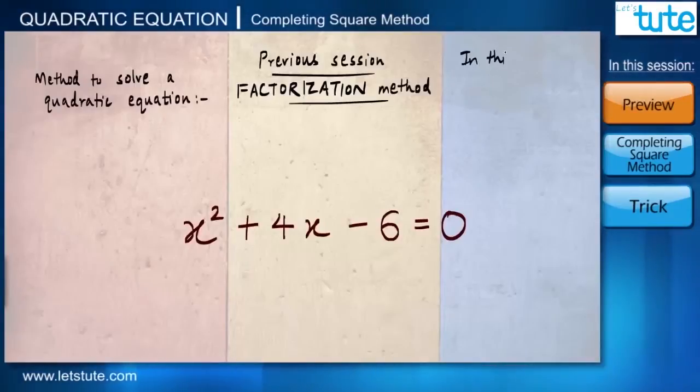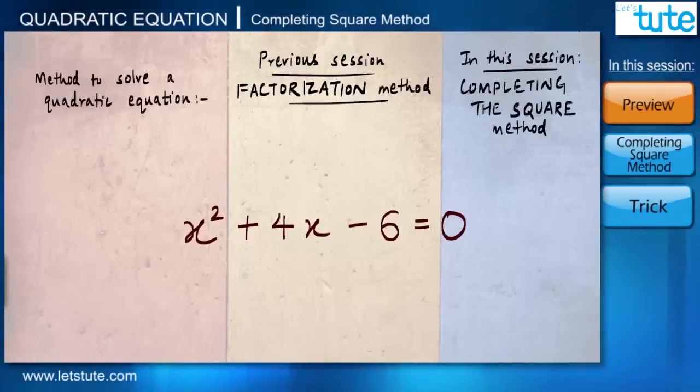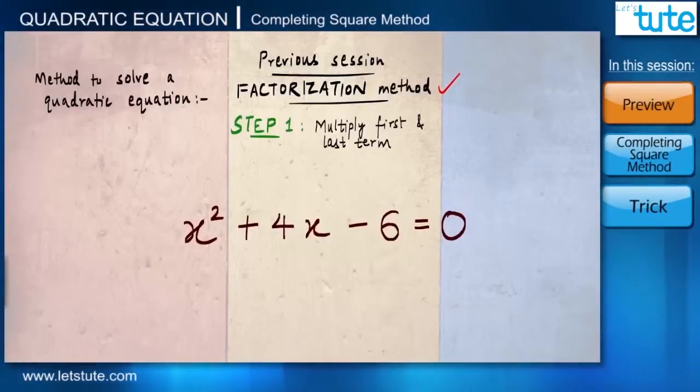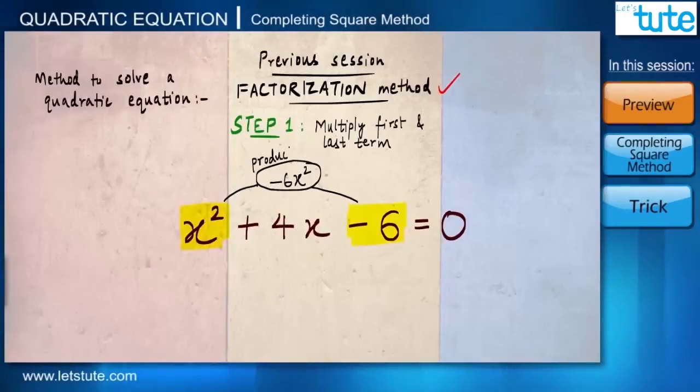Now, in this session we will solve this quadratic equation with a new method called completing the square method. But before that, let us see if this particular equation can be solved by factorization method or not. So, we know all the rules we have to follow under this method. Step 1 is to multiply the first term of the equation with the third term of the equation. So, we will multiply x square with minus 6, and the product which we will get is minus 6x square.